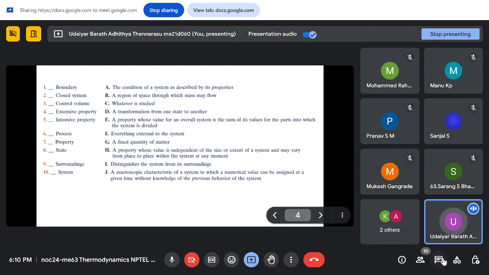You can chat the answers in the chat box. You can test it out yourself.